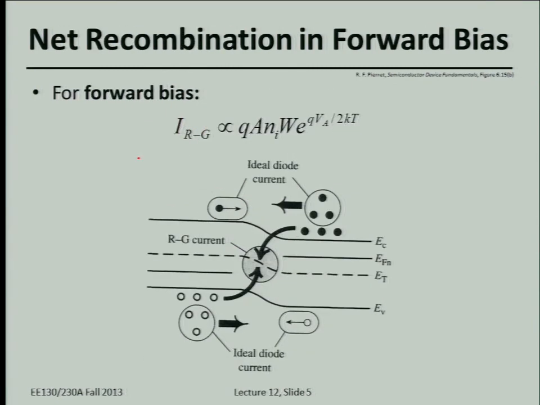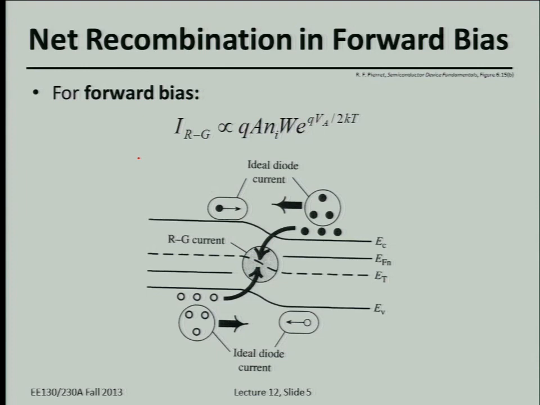Okay, how about forward bias? Under forward bias, according to the law of the junction, you have pn greater than ni squared, so you have net generation. You're flooding the depletion region with exponentially more electrons and holes than under equilibrium. So there's more and more probability that some electron and hole will recombine as they're passing each other or about to pass each other in the depletion region.